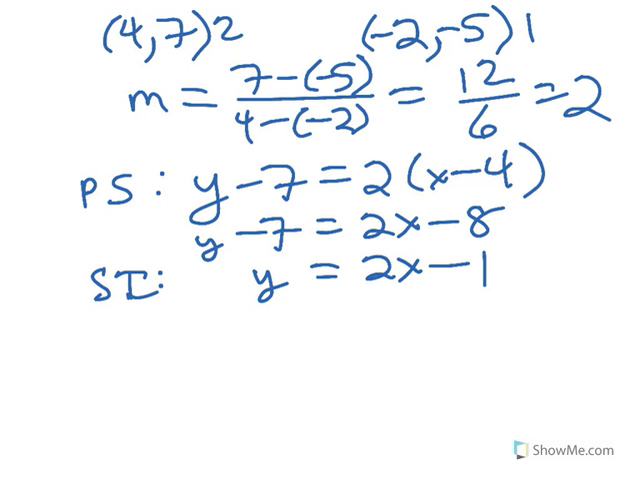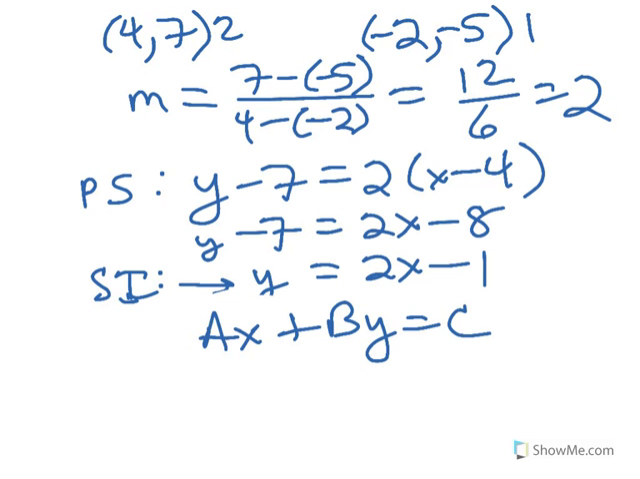Finally, we want to get standard form. In standard form, the x and y terms are together on one side of the equal sign. And that's not something that's happening with slope-intercept form. We need to get that 2x to the other side. Well, it's not hard to do. Subtract 2x from both sides, and you're there.